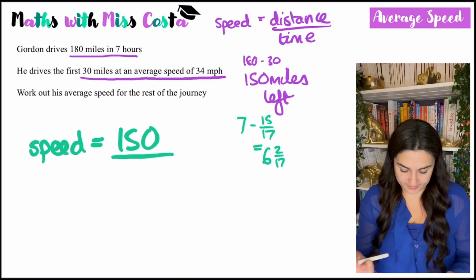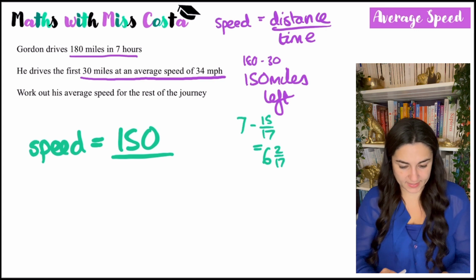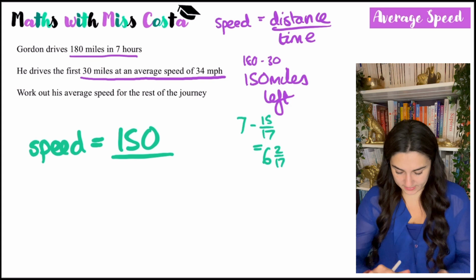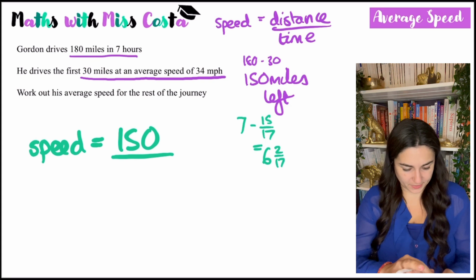7 take 15/17. Oh, 7 take 15/17. Why is that coming up as syntax error?